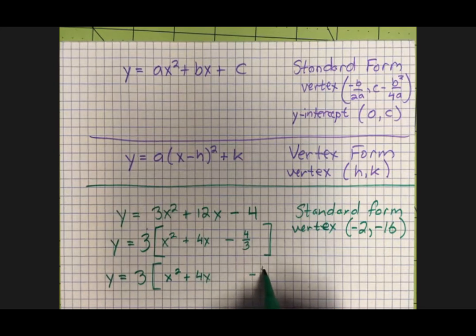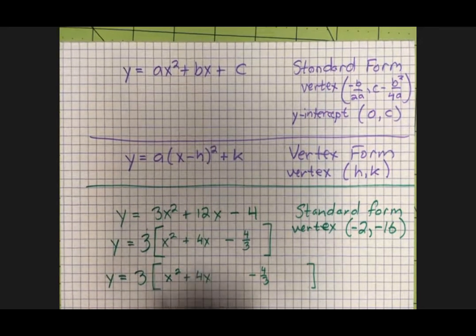Move the minus 4/3 over, so I got some space. Give myself some more space. Do you remember the complete the square game? You take half the number in front of the x and square it. That gives you a +4, +2, +4. Then you add that to both sides.